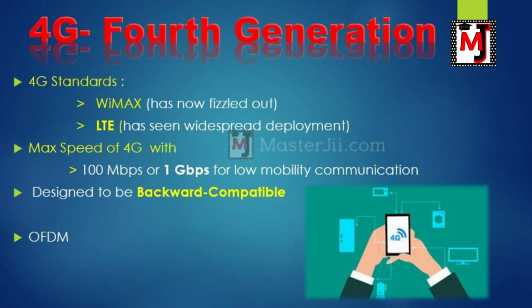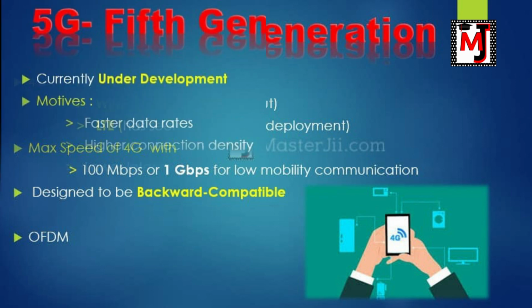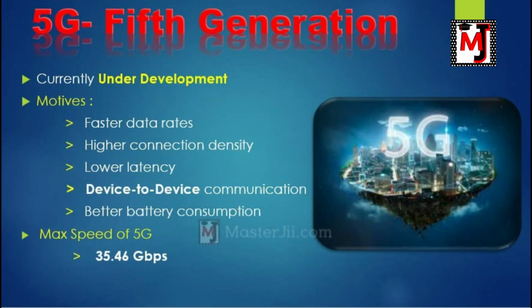And again, we have the fractional part, that is 4.5G and 4.9G, making the transition of LTE getting us more MIMO. And the last generation that we have to discuss in this lecture is 5G. 5G is a generation currently under development that's intended to improve on 4G. 5G promises significantly faster data rates, higher connection density, much lower latency, among other improvements. Some of the plans for 5G include device to device communication, better battery consumption, and improved overall wireless coverage.